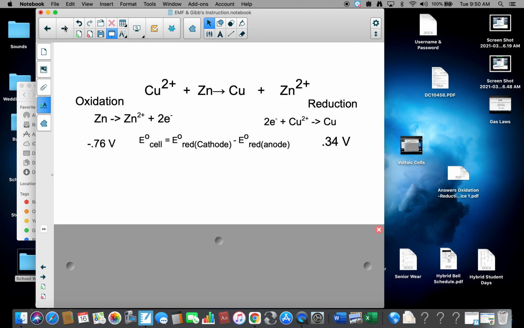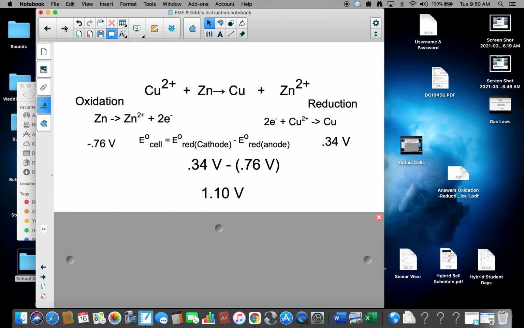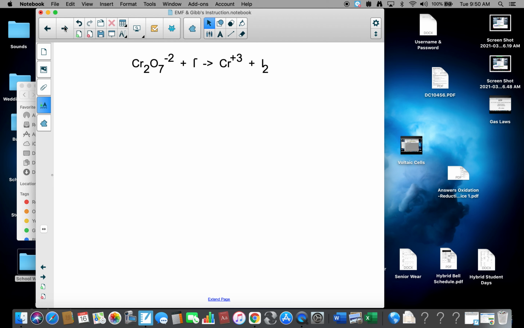We don't multiply here. Put the values in. 0.34 volts minus negative 0.76 volts. We get an answer of 1.10 volts as the total voltage for that cell. All right, so we'll do this one in class. Copper dichromic acid plus iodine ion gives me chromium 3 plus ion plus iodide.